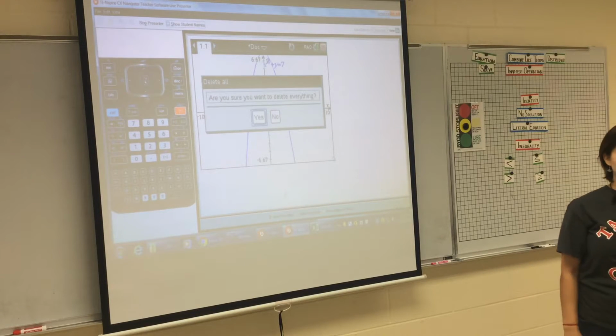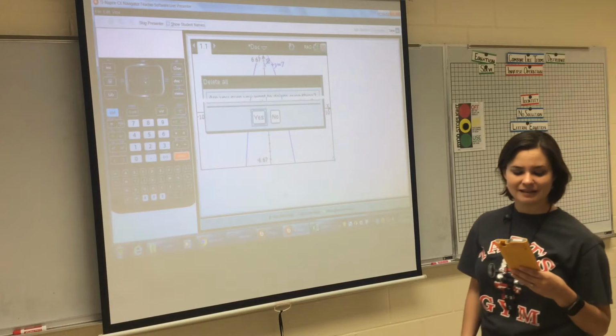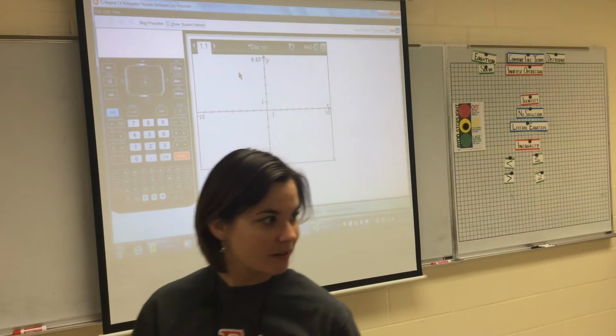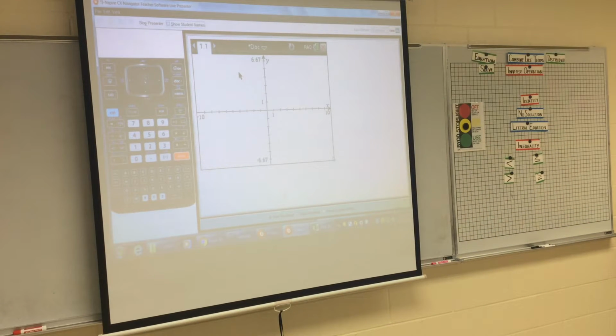Are you sure you want to delete everything? Yes, I am. I want a clear page. Whoa. Push delete 3 times. Delete, delete, delete. All right, so I want you now. Now I've got a blank page, but I don't have anywhere to graph. How do I get back to that graphing menu?